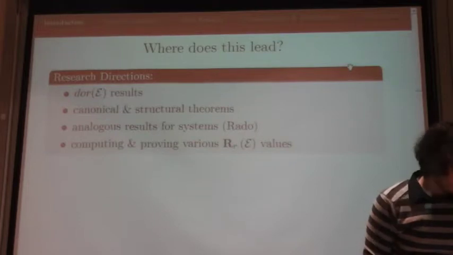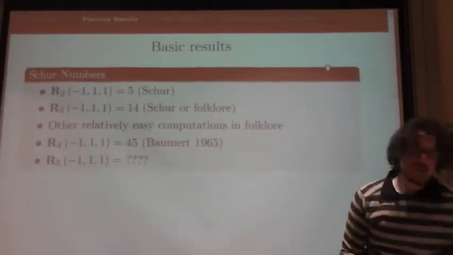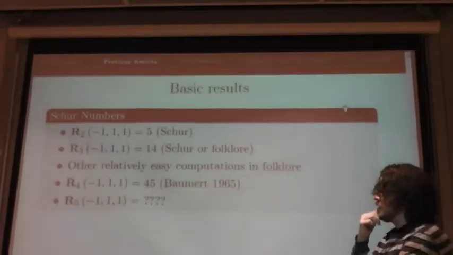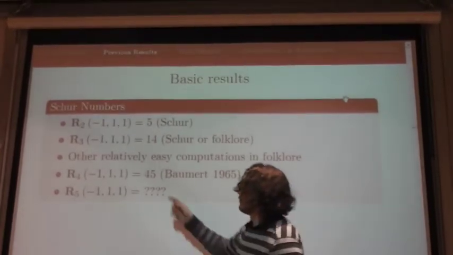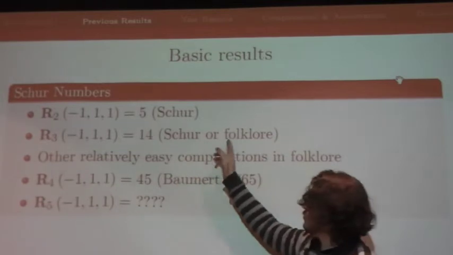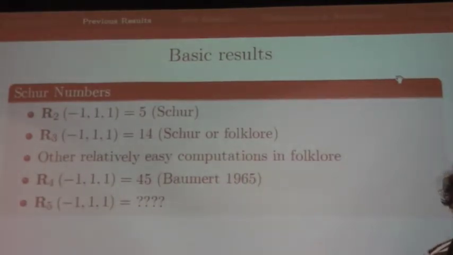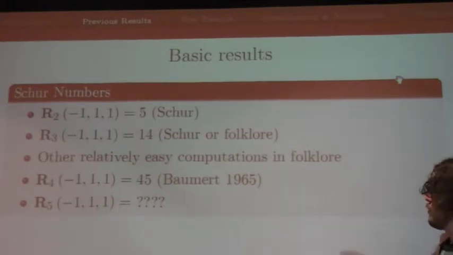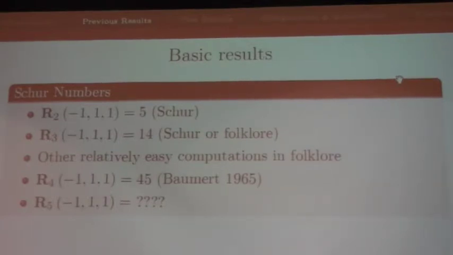So there are some basic results which we talked about already. The first Schur number is 5, the next one is 14. I'm not sure who proved that, if it was Schur or if someone just sat down and did it, because you can just sit down and do it. It's not too hard. There are a lot of other computations that aren't too hard, where we assume at some point someone sat down and did it by hand. But it's not worth publishing because you just sit down and do it and it's done.